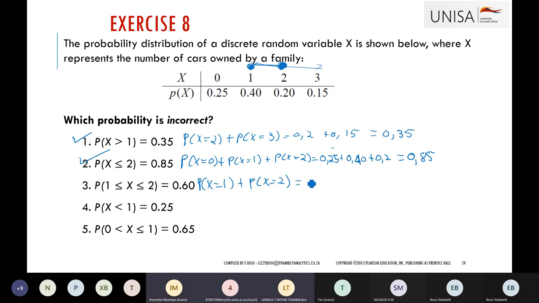Which then is 0.4 plus 0.2, which is equal to 0.6.